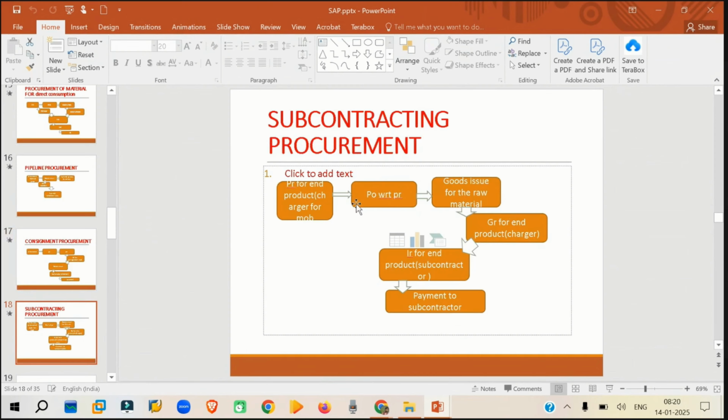Next one is the subcontracting process. In the subcontracting process, a PR will be generated for the end product or the final product. Okay, then a PO will be generated with respect to the PR. Then a goods issue will be generated for the raw material, because we are going to manufacture this product from outside. So for that, we will issue the goods to the supplier. Okay, so we will do the goods issue to the supplier for the raw material. Then we will do the GR for the end product. Then we will do the invoicing for that end product, and we will pay the supplier or pay the vendor. Okay, so that is basically the subcontracting process.